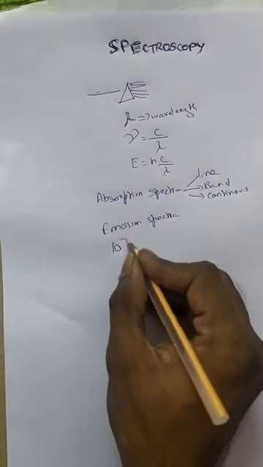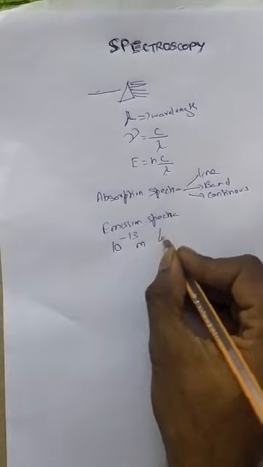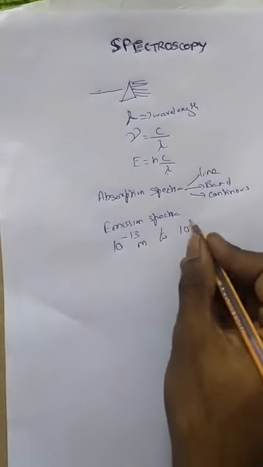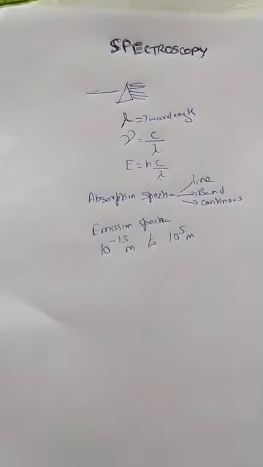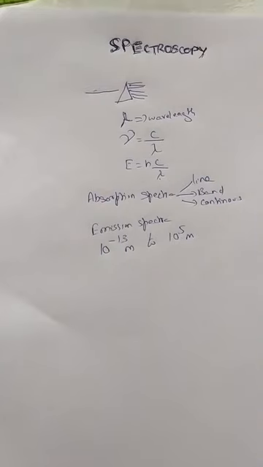Spectroscopy can cover the entire spectrum, from gamma, which has a wavelength of 10 to the power of minus 13 meter, to radio waves, which have a wavelength of 10 to the power of 5 meter. When wavelength is very small, energy and frequency are very high. So gamma radiation has very high frequency and very high energy, and radio waves have a very large wavelength, so low energy and low frequency.